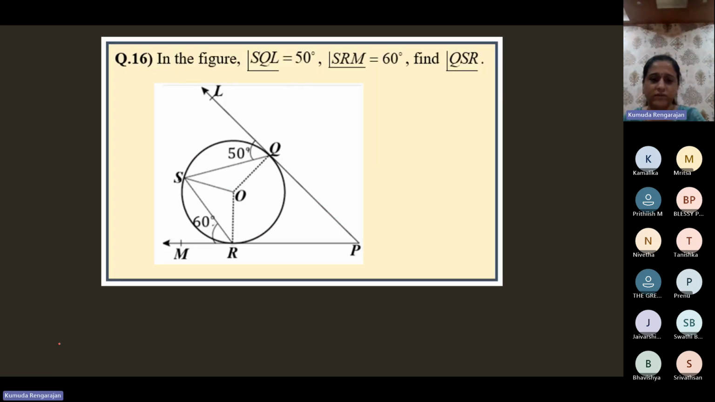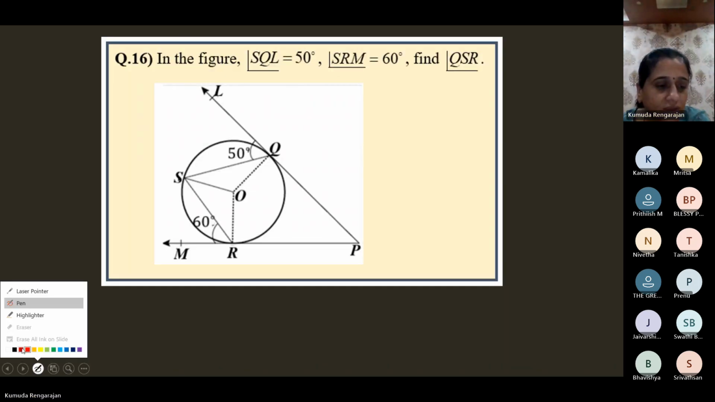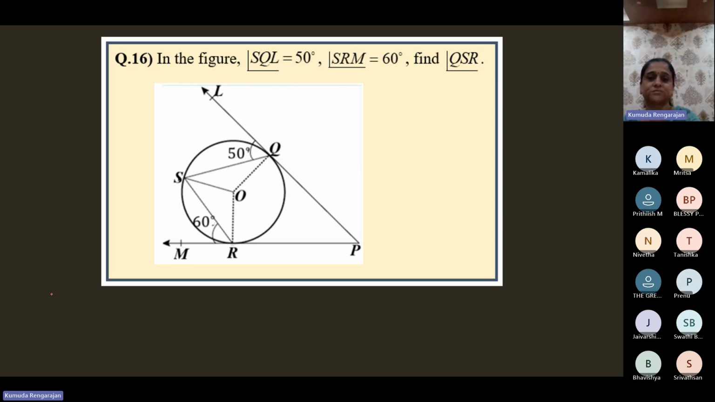We'll do this one now. We'll just do this, and this one looks kind of similar to the earlier one. We'll do this and come back. Find angle QSR.